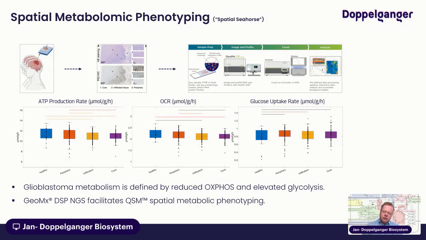So the blue bar is the healthy adjacent tissue. Then we measured the periphery infiltrating parts of the tissue, and then the core in purple, the core of the glioma. And moving from outside to inside the tumor, you see that the ATP production rate slightly decreases. Same with the oxygen consumption rate. It slightly decreases. At the same time, cells turn glycolytic, and you see an increase of glucose uptake rates. And we will have more applications in the very, very near future.